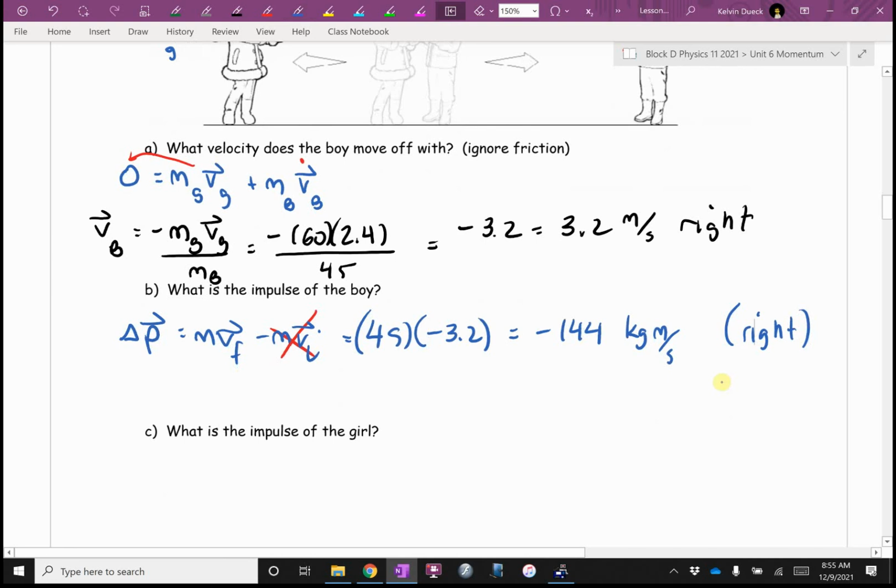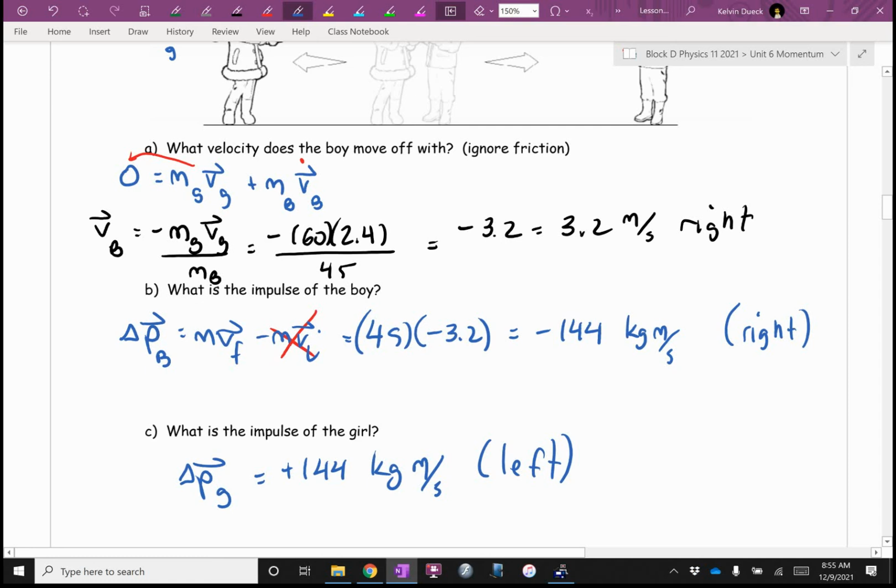What's the impulse of the girl? Put your pencils down. You all know the answer already. Positive 144, because whatever momentum the boy lost, the girl gained. This is the law of conservation of momentum. Whichever changed in one direction, the other one was the opposite change. Momentum is conserved. So the impulse of the girl, you can pick your pencils up now, I'll call it PG, and I'll call this one PB, is positive 144 kilogram meters per second. And I guess that's to the left.